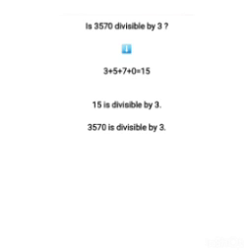Here 3 plus 5 becomes 8. 8 plus 7 becomes 15. And 15 plus 0 becomes 15. So the sum of these digits is 15. Now, is 15 divisible by 3 or not? Yes, 15 comes in the table of 3. 3 into 5 becomes 15. So we can say that 15 is divisible by 3. In other words, 3570 is also divisible by 3.